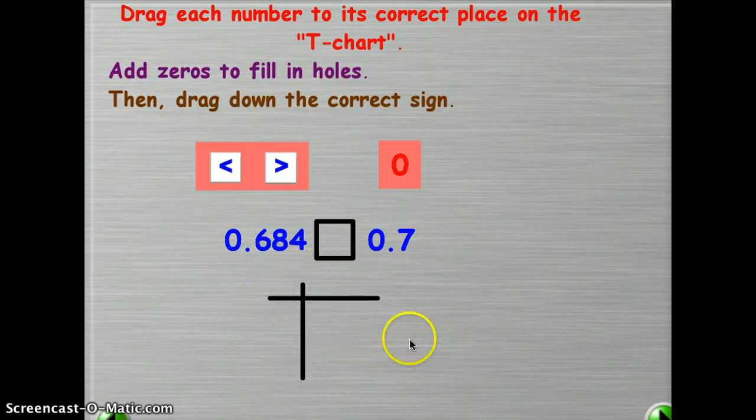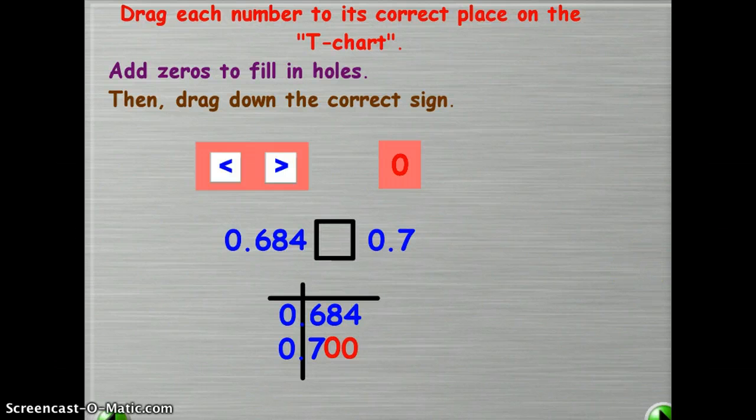I like to set up a T-chart so it looks just like this. Then I like to write my 2 decimals so that their decimal points match up with the center line in the T-chart. Finally, you can add zeros at the end of one of the decimals to make them the same number of places. Remember we talked about adding zeros at the end of the decimal doesn't change its value.